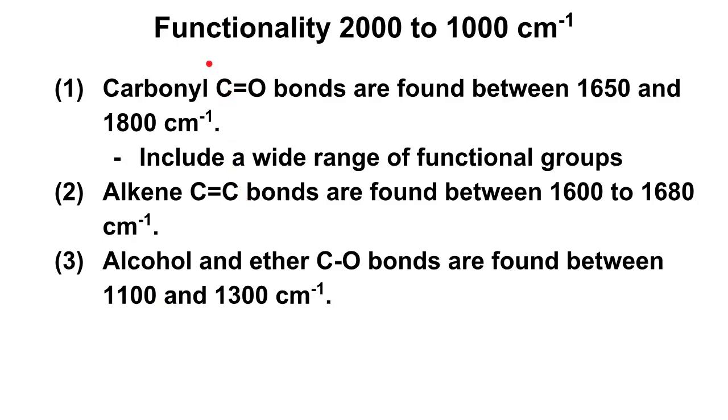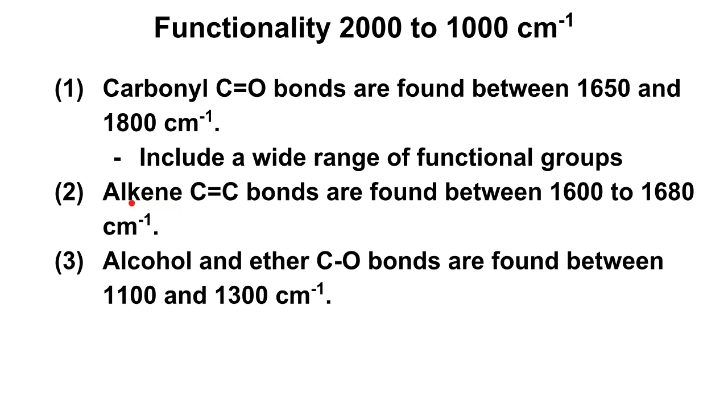All right, so let's talk about functionality in the 2000 to 1000 region. So here we're going to be looking at carbonyls. That's the most prevalent one that is known in this region. That's the C double bond O, and that's found between 1650 all the way up to 1800. And this includes a wide range of functional groups. We'll take a closer look at that in the summary table. Again, don't get caught up in the individual ranges. So, oh, this has to be an aldehyde, this has to be a ketone. You want to consider other evidence that you might be presented with when you're looking at that.